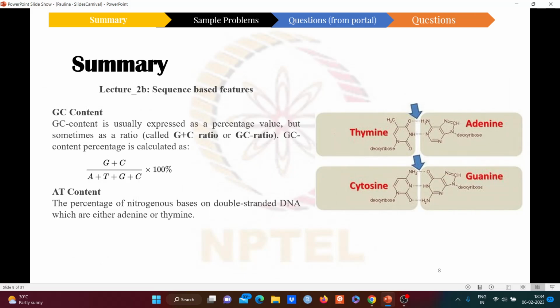Coming to the sequence based features, here I have mentioned the basic sequence based features, that is GC content and AT content. GC content is usually expressed as a percentage value, that is the number of G plus the number of C divided by the total number of nucleotides, multiplied by 100, and similarly AT content. The other sequence based features discussed by Sir during this week's lecture, I'll explain using example problems.